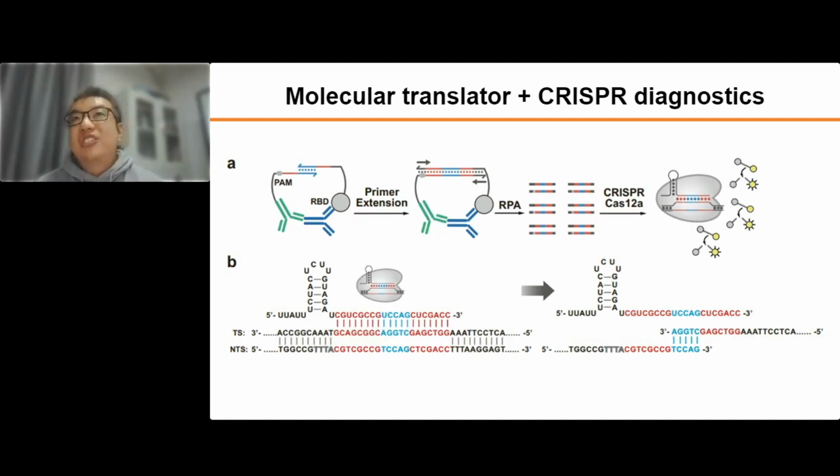And then we design crRNA and Cas12a complexes that can recognize this DNA barcode specifically and trigger the subsequent trans-cleavage activities. And we could also use RPA to amplify those barcodes in isothermal conditions to further amplify the detection signal.